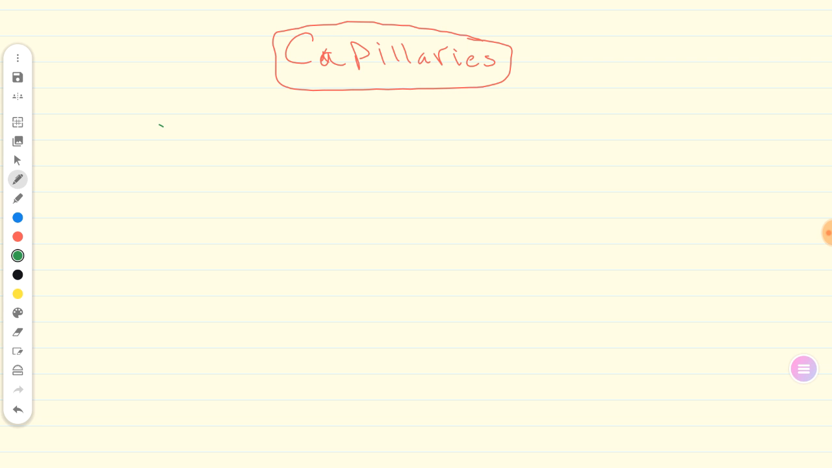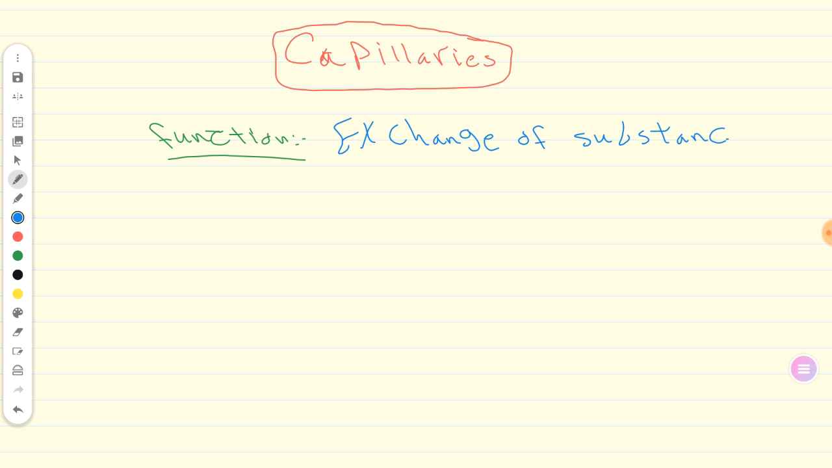Firstly, let's talk about the function of capillaries. The main function of capillaries is exchange of different substances, and this exchange occurs between the blood and cells.